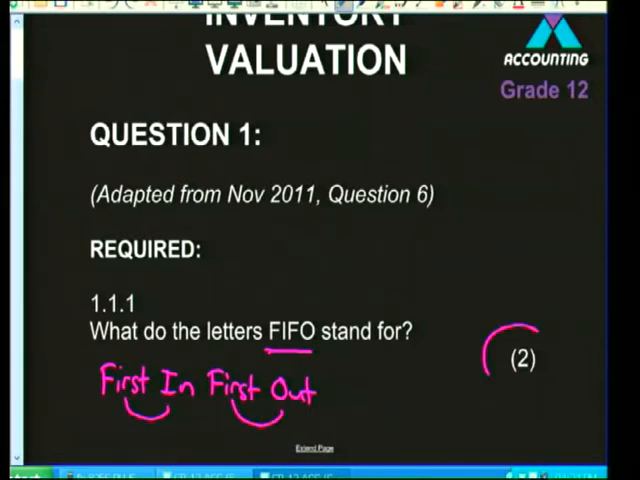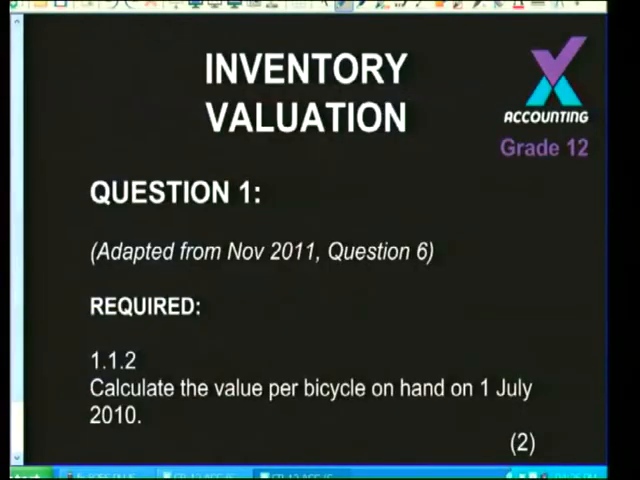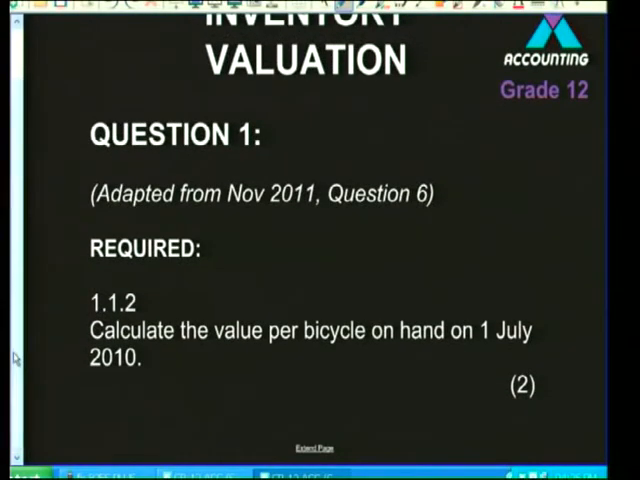You'll see that there are 2 marks allocated to this question, so that's 2 easy marks provided you know your theory. Do not forget this when you're preparing for your final exam. Learn your theory. Okay, let's look at the second question. The second question is relating to the value of a set of bicycles.